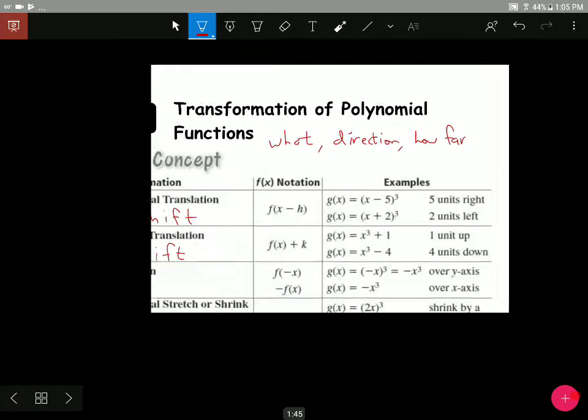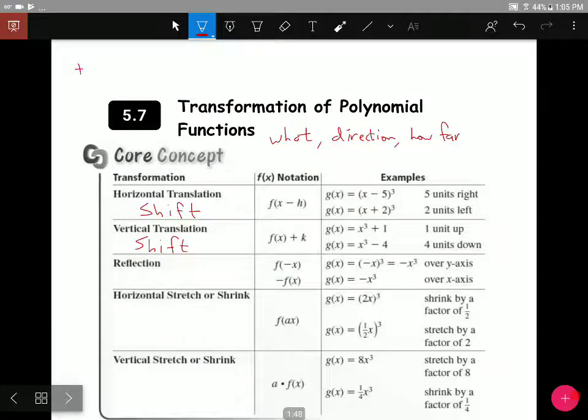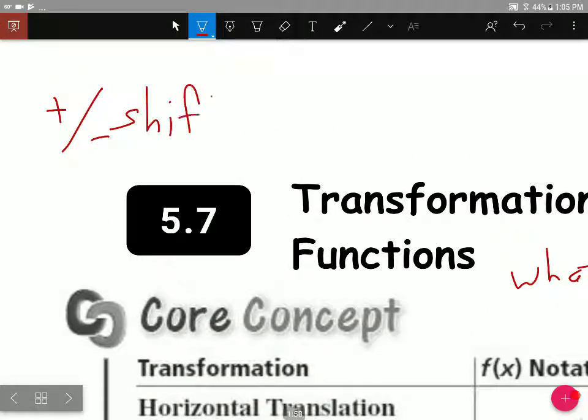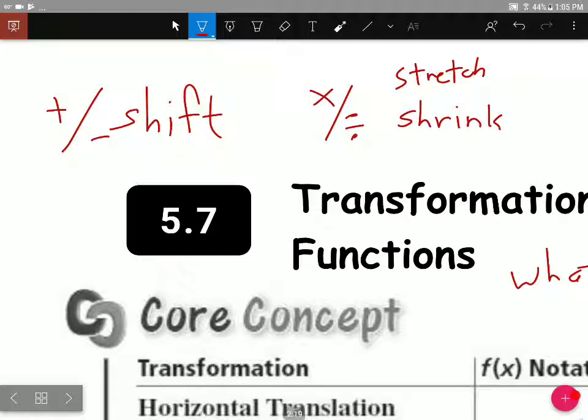There are three types. If we are adding or subtracting, we call those what? A shift. Very good, S-H-I-F-T. If we are multiplying or dividing, what do we call those? Those are a shrink or a stretch. So stretch or shrink, which is a highly technical term, S-H-R-I-N-K. The rest of the world uses the word compression. I don't know why we're using shrink, but it is what it is.